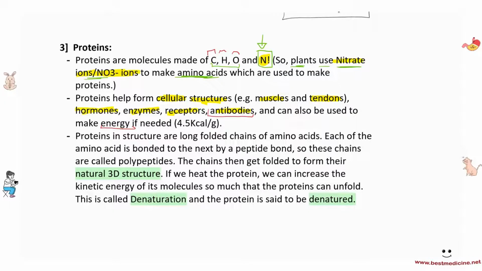And the energy that they generate is 4.5 kilocalories per gram, which is very similar to the energy generated by carbohydrates. Carbohydrate is 4, proteins is 4.5, and lipids was 9 kilocalories. So proteins in structure are long folded chains of amino acids. What do they look like? Let me just quickly show you.